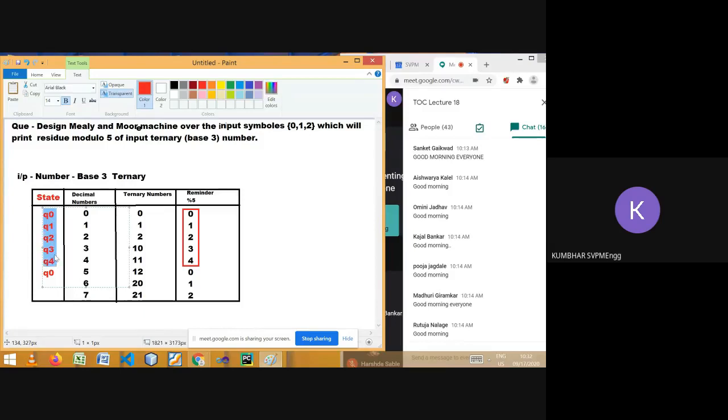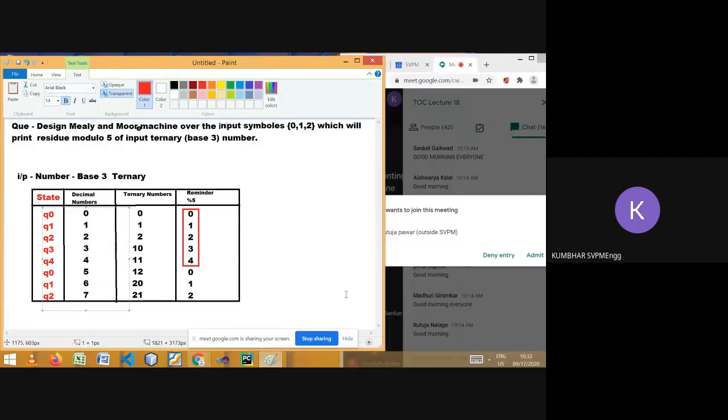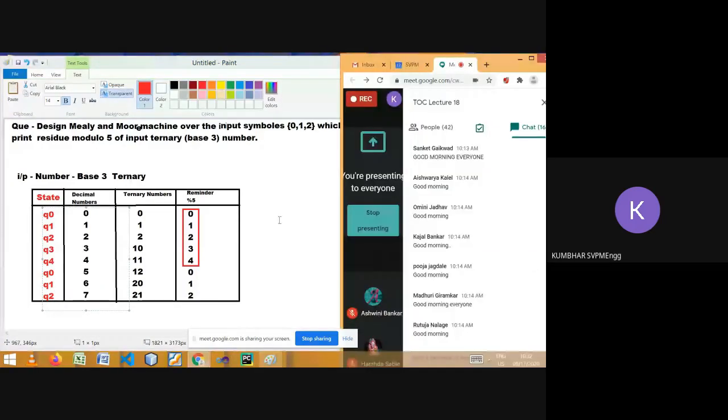Q0 means no remainder, Q1 means 1 remainder, Q2 means 2 remainder, Q3 means 3 remainder, Q4 means 4 remainder. After that, when it comes to 5, it will divide totally, so no remainder will be there. So it will repeat Q0, Q1, Q2 like this. I hope you understand how we are able to find out the states for this.